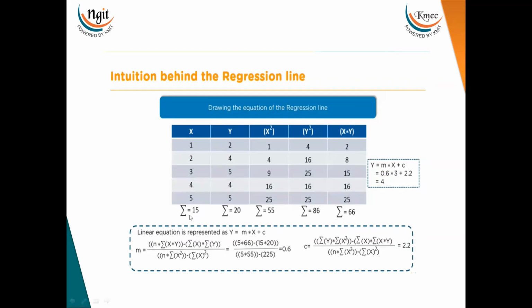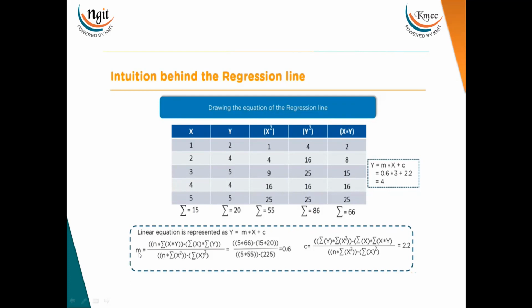You will find the summation of x, you will find the summation of y, summation of x square, summation of y square, and sum of x multiplied by y you will find here. Fine. Now we have to keep all these things in the equation, which is y equal to mx plus c. For that, I need m value and I need c value. To calculate the m value and c value, we are using this formula.